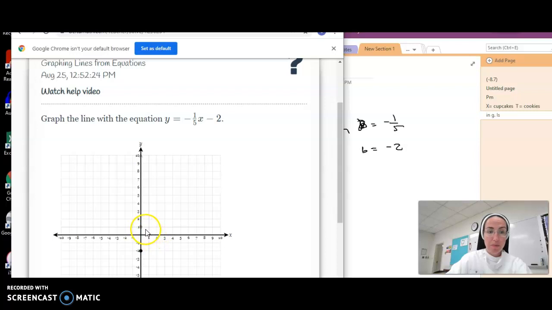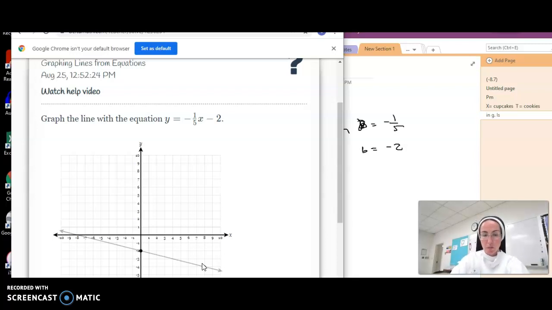Is it steep? Is it shallow? Well, we know the larger the number, the steeper the slope. So actually, we know this is going to be a shallow slope. Will it be increasing or will it be decreasing? When I say increasing, I mean as I move from left to right, it goes up. Decreasing is if I move from left to right, it goes down. Well, it's going to be decreasing because it's negative.